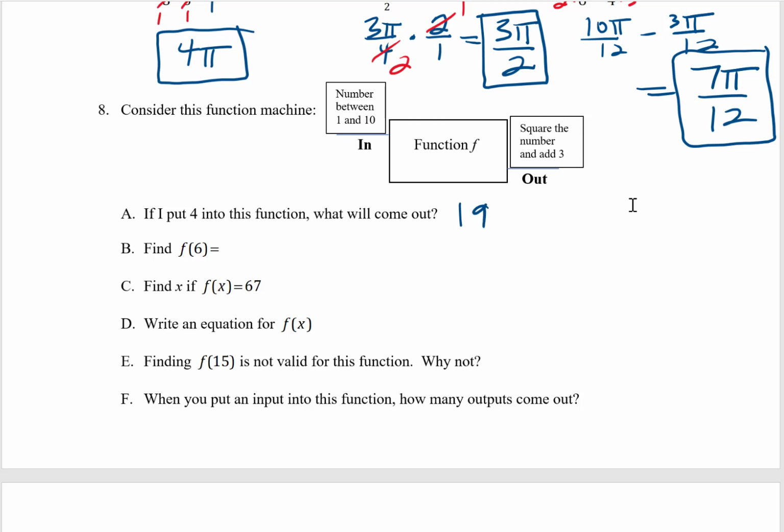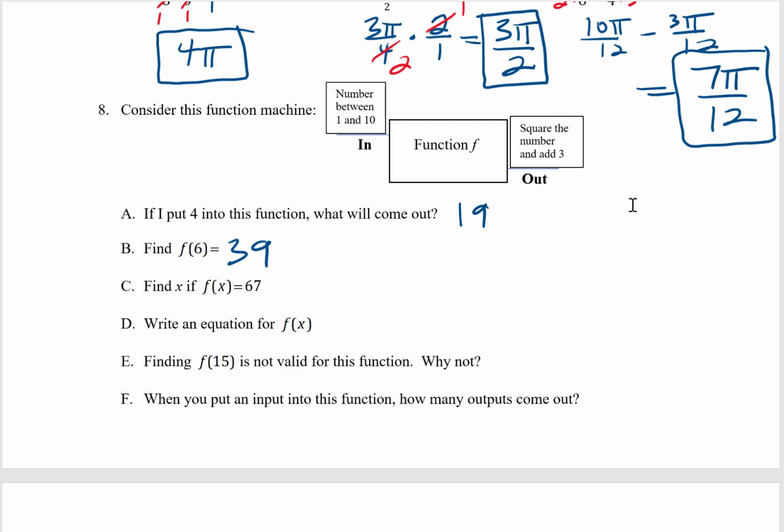F of 6 is how this is read. F of 6 simply means take 6, stick it into the function, and say what comes out. Well, 6 squared is 36, plus 3 would be 39. So we say F of 6 equals 39.